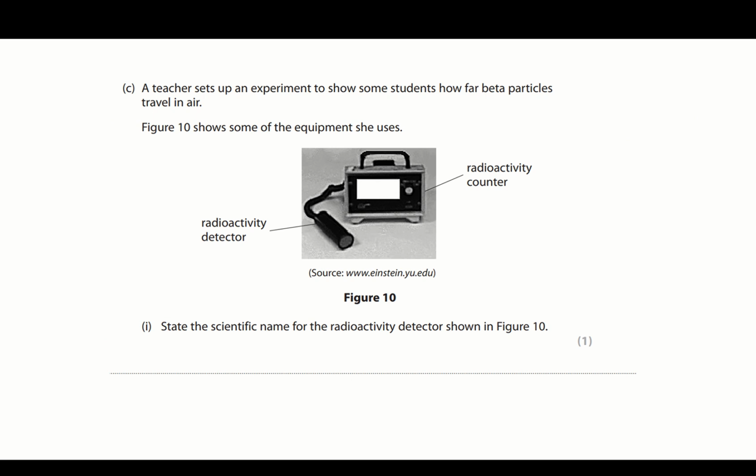Teacher sets up an experiment, so hopefully you remember this and me demonstrating the sources. State the scientific name for the radioactivity detector. So its posh name is a Geiger-Muller tube. You'd be absolutely fine with a Geiger counter. So that is a Geiger counter. If you want to show off, call it a Geiger-Muller tube. On to the next one.